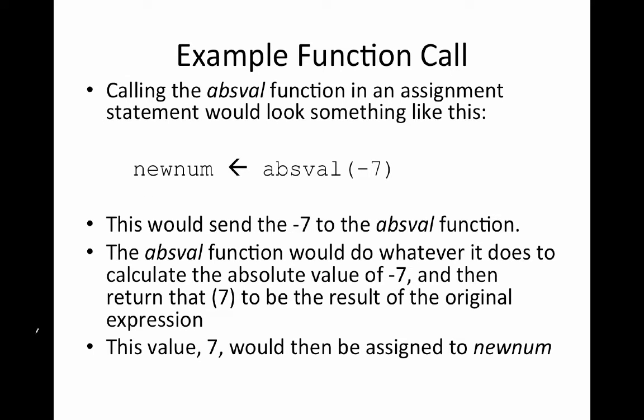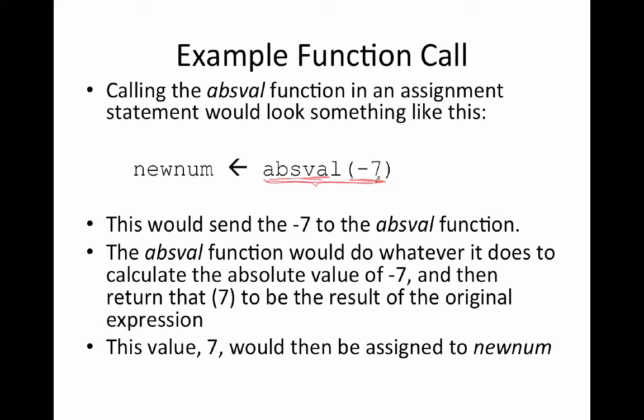So calling the absval function in an assignment statement is going to look something like this. First of all, the function call is on the right-hand side, the expression, and the call is given by the name of the function, absval, and then passing to it in parentheses, in this case, the one argument that it needs. So what we're doing here is we're calculating the absolute value of -7.